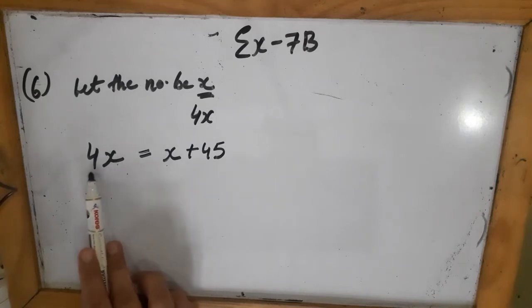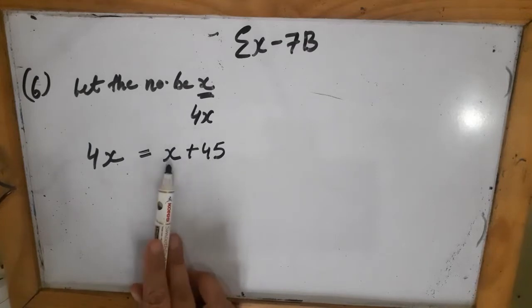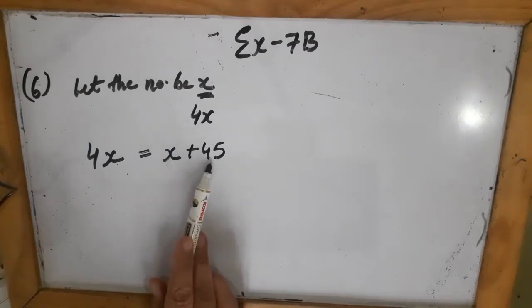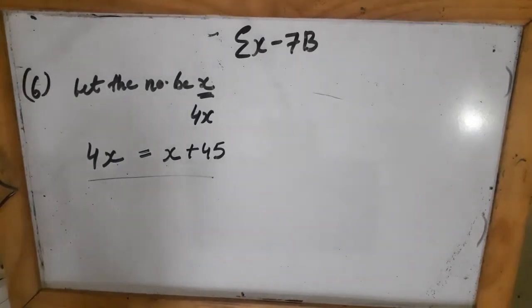A number when multiplied by 4 exceeds itself, ज़्यादा हो जाता है, exceeds itself. So it will become x plus 45. X plus 45 exceeds itself by 45. So this becomes my equation.